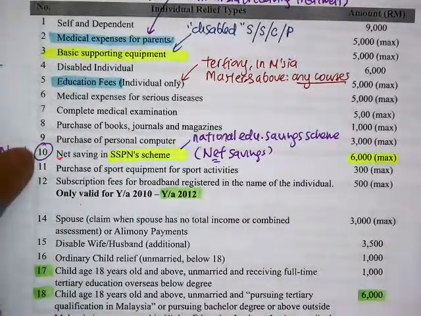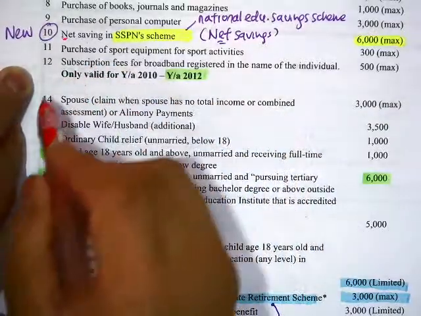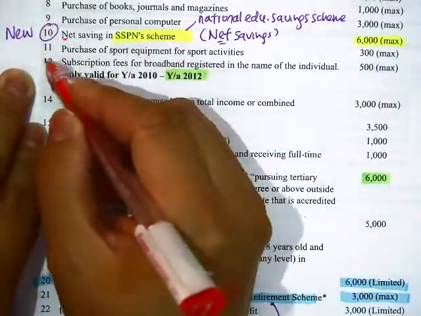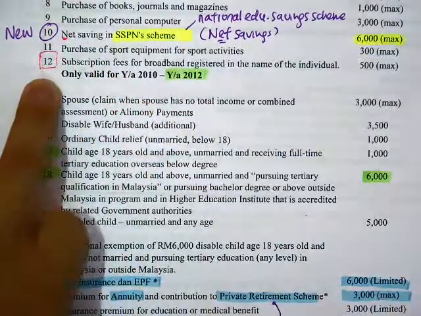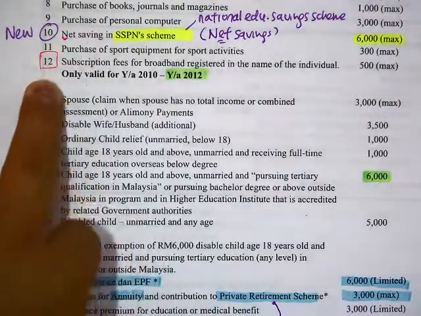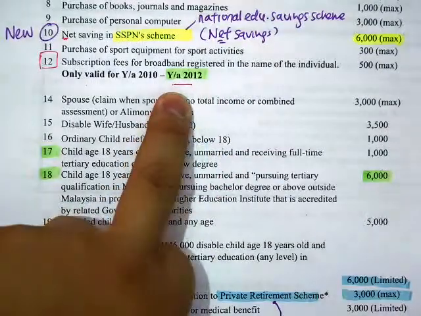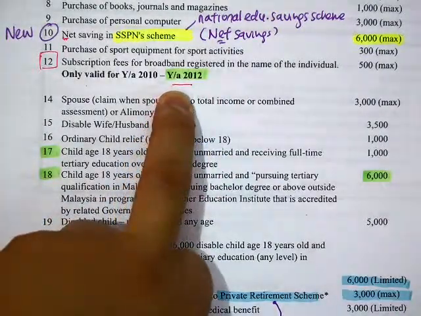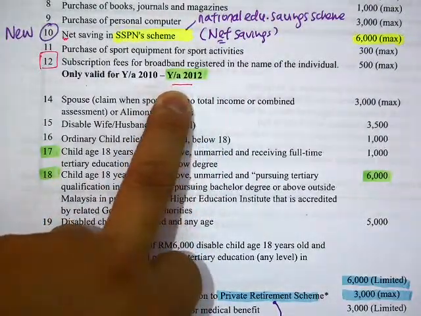Now besides this saving in SSPN, broadband, if you recall, this is not a new relief. This is the old relief but expired, because this relief is effective until 2012. So in the event you see a question in 2013, please don't claim.